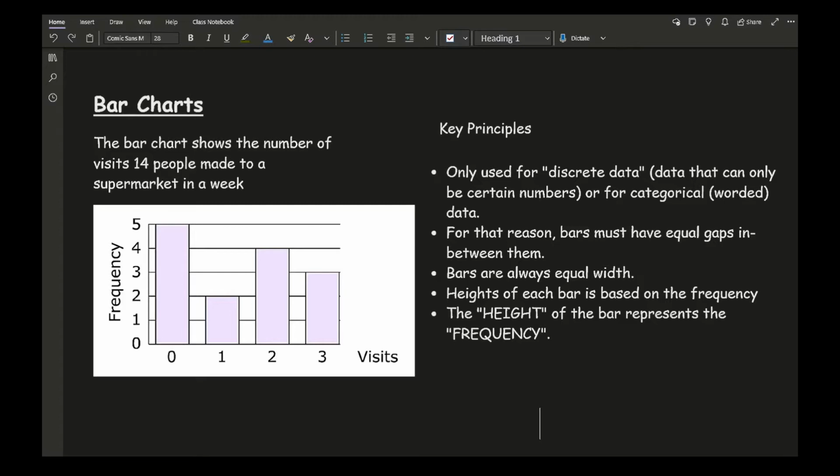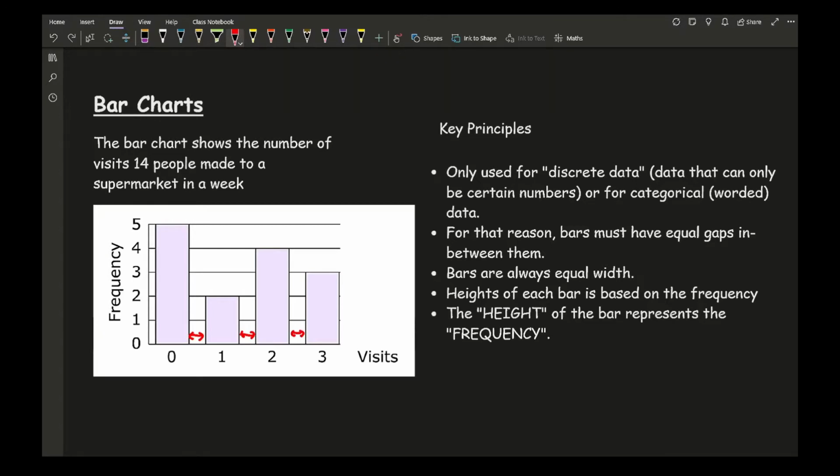And also a bar chart is used for what we call categorical data or worded data. So for example, you'd use a bar chart if you were representing data of people's favorite color, or people's favorite subject, or people's favorite sport. So things where the answer is a word, then that's where you would use a bar chart to represent the frequencies of the responses. For that reason, as we mentioned, bars must have equal gaps in between them. Because you can't have decimal answers or answers between the numbers, we leave gaps between each of the bars so that people do not get confused between the two.